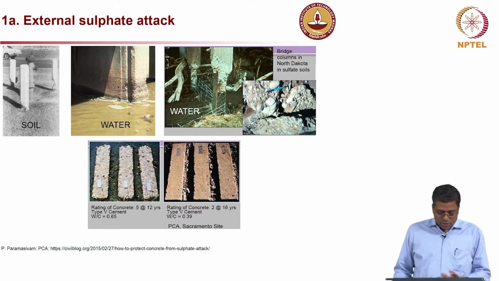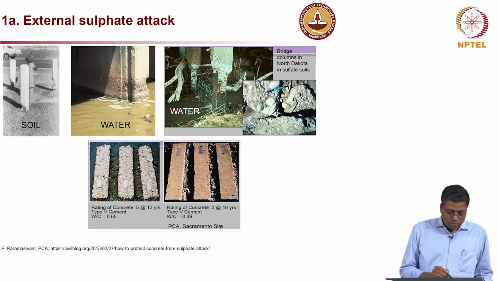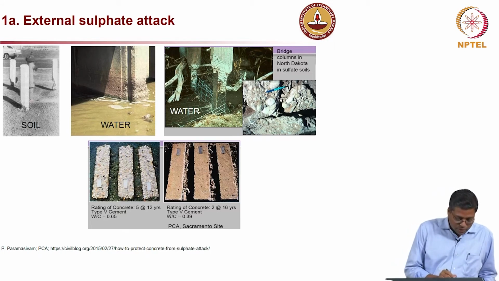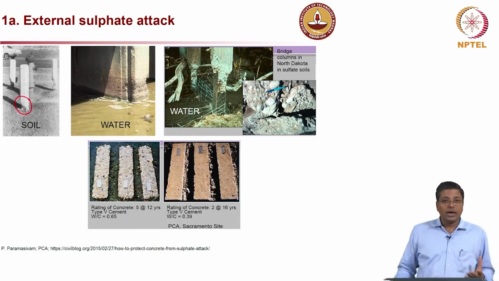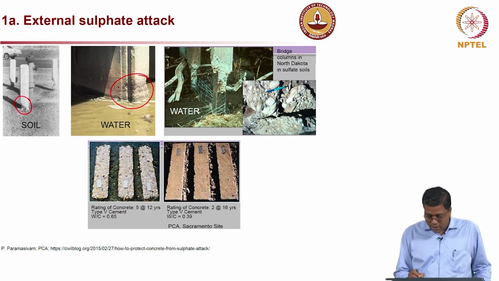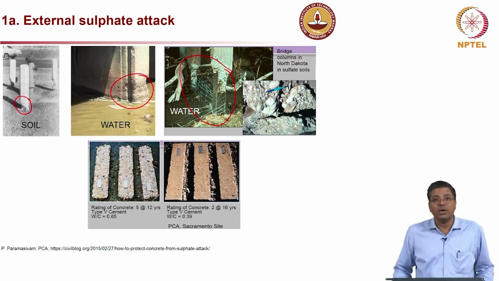Now, here I am showing some examples of external sulphate attack, not internal. This picture mainly shows external sulphate attack, where you can see a concrete element that has degraded exactly where it is coming out of the soil, and here also you can see degradation where it is in touch with the water. Here also, in the region where it is in contact with water, it is almost completely gone.